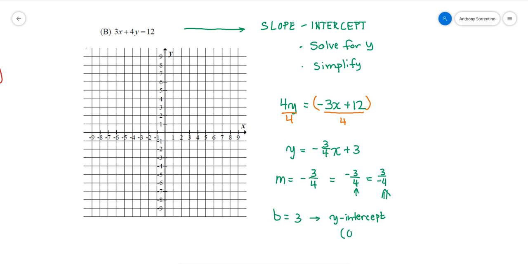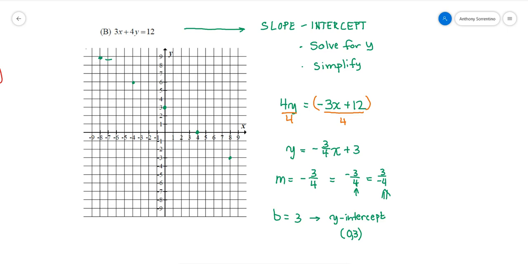And since, again, the y-intercept has to cross the y-axis, and anything on the y-axis has an x-coordinate of 0, that means that this point is 0, 3. So 0, 3 is a point on this line. The rest of them are done by doing a negative 3, 4 slope. So either down 3, right 4, or you go up 3, left 4.